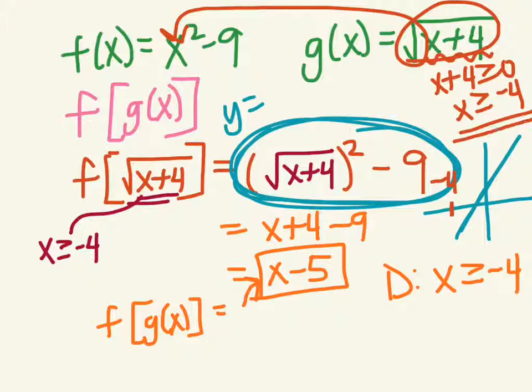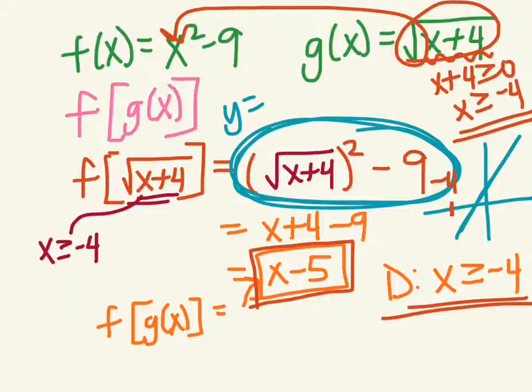That's because only when you plug in x values that are greater than or equal to -4 will you get a real number that you can actually plot. So that's why the domain is important for those. But again, your answer for the composition here would be x minus 5, and the domain would be x greater than or equal to -4.